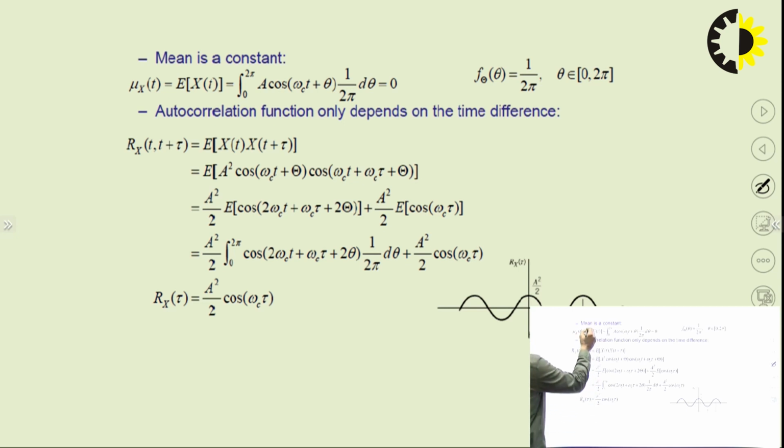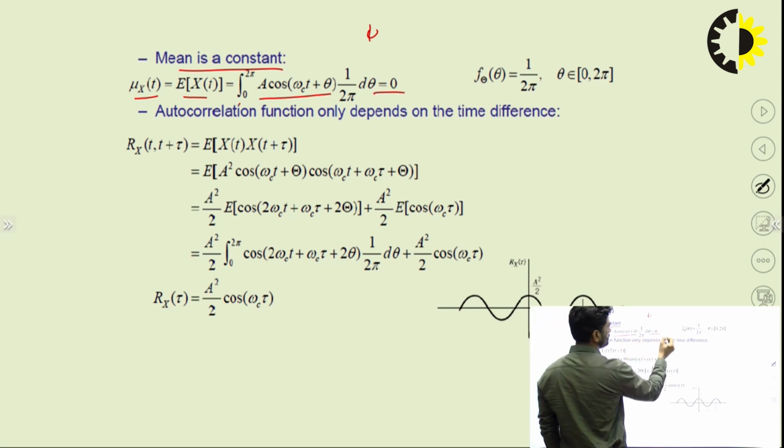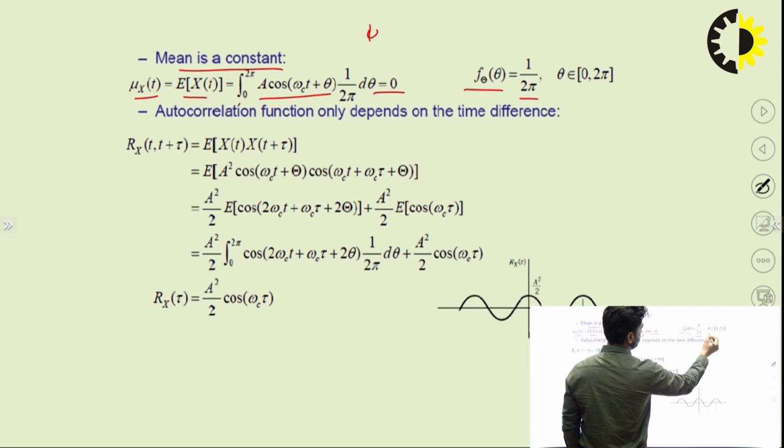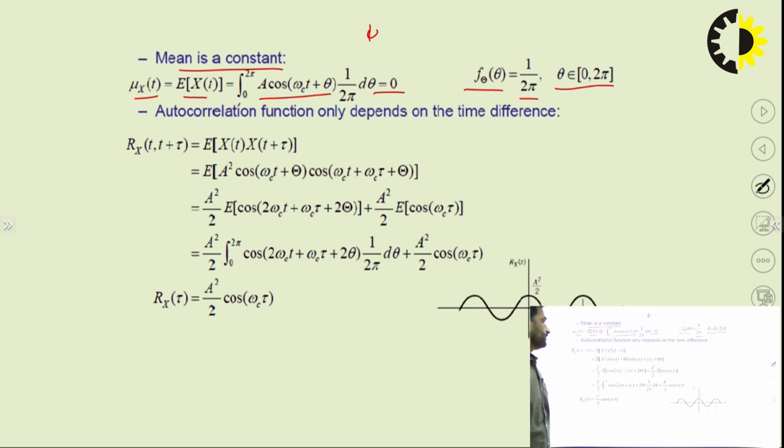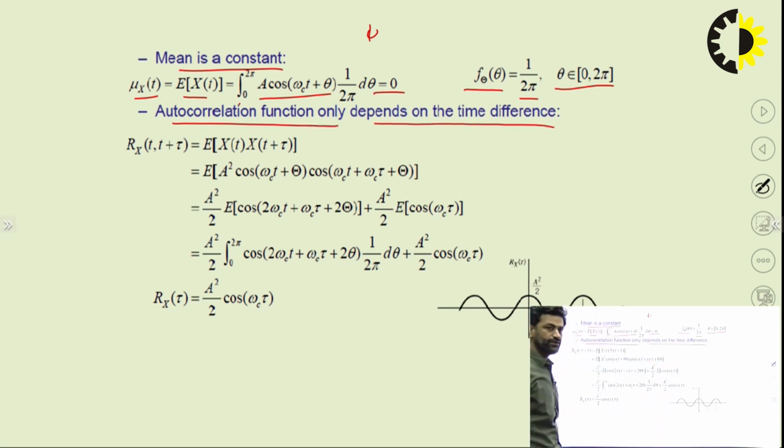see, mean is a constant. We have calculated μx(t), E[X(t)], over 0 to 2π. Here the representation is theta. We have taken phi, so there is no confusion. It will give you 0, and f(θ) is equal to 1 by 2π from the range of 0 to 2π. Now we are calculating ACF. The autocorrelation function depends only on the time difference, that we have to prove. Now here you can see Rx is the autocorrelation function at two different times t and t plus tau. Here we can write it as the expectation of X(t) and X(t + τ). Right? Now we are putting the value of X(t).